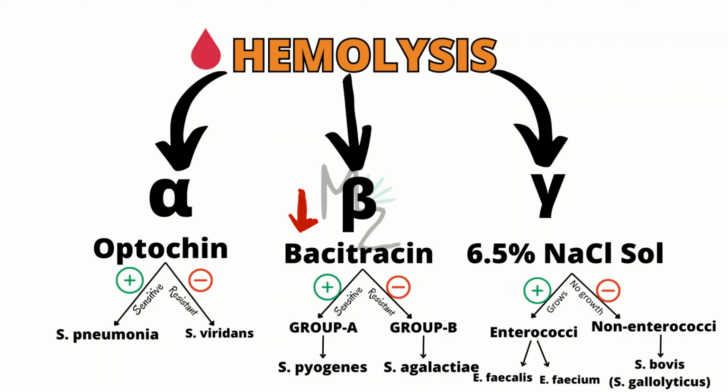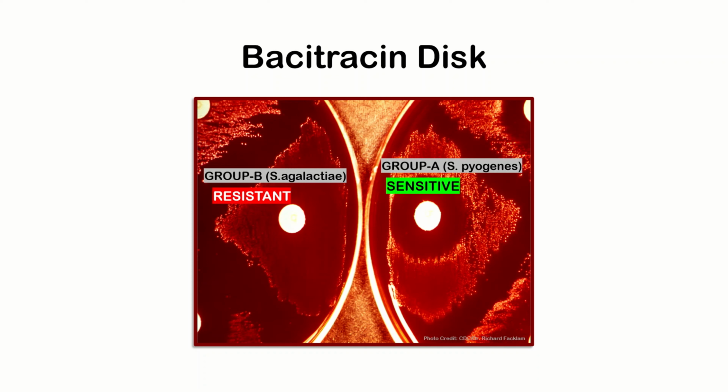Serology test based on the carbohydrate antigen of the cell wall of bacteria, as we've discussed. If a bacterium is sensitive to bacitracin, an antibiotic, it is group A bacteria, for example Streptococcus pyogenes, and if a bacterium is resistant to it, it is group B bacteria, for example Streptococcus agalactiae.